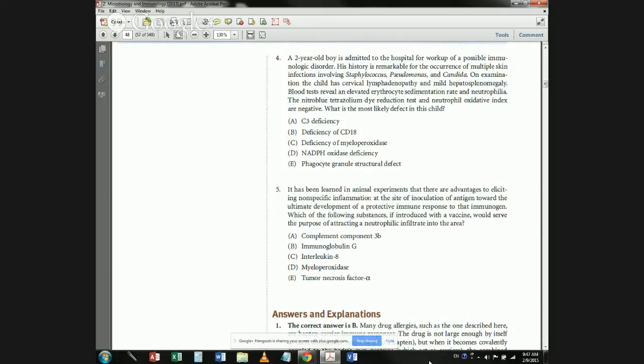defect in this child? A, C3 deficiency. Well, C3b, I know of. Deficiency of CD18, that would just explain neutrophilia, but does not explain the nitroblue tetrazolium dye being negative. Myeloperoxidase deficiency doesn't say anything about that, so I don't know. And NADPH oxidase deficiency, that sounds right. Phagocyte granule structural defect. I don't know about that. It's probably going to be D. Pretty sure about that.